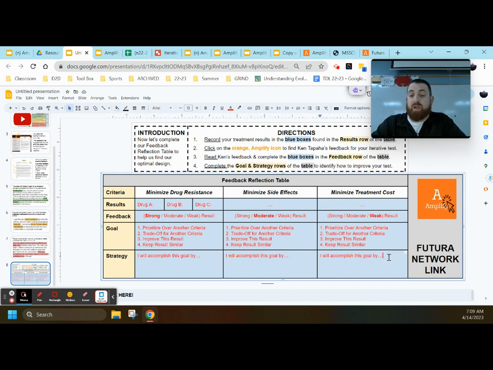And then you're going to go under here and explain how you're going to do that. So maybe your strategy in order to keep this result the same is to maintain the same drugs used. So the number of A's, the number of B's, or C's. Maybe in order to improve side effects, you want to lower the dose, and maybe to improve the cost, you want to lower the dose as well, whatever your strategy is.